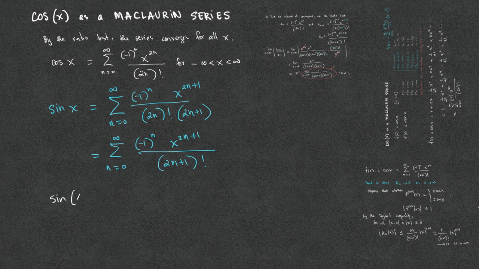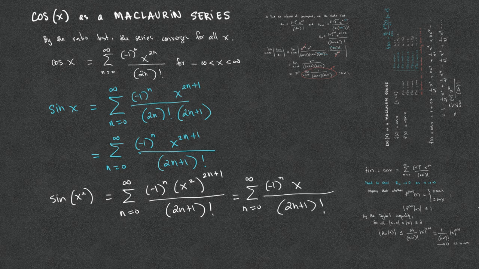If we want a series representation for sine of x squared, then we use the series for sine of x and replace x with x squared. X squared raised to the 2n plus 1 over 2n plus 1 factorial, and simplifying this, we get the series negative 1 to the n, x to the 4n plus 2 over 2n plus 1 factorial.